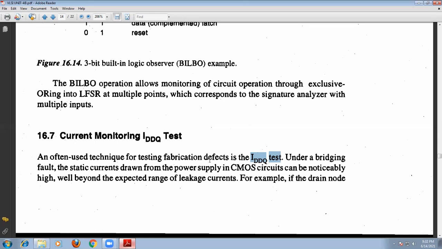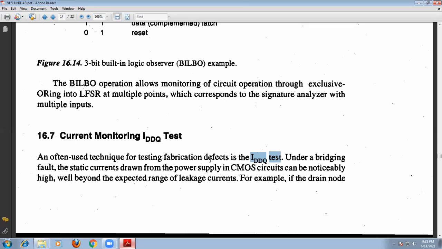But even when the input is high, when there is a bridging fault, there is a large amount of current which is higher than the value of the input current due to input high. So that is because of the bridging fault. You can analyze it in this case.